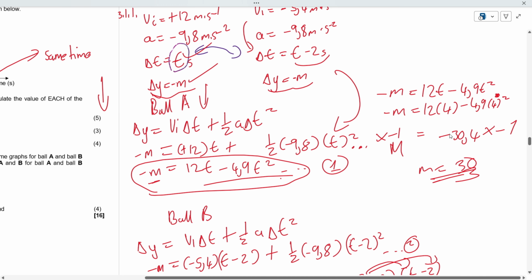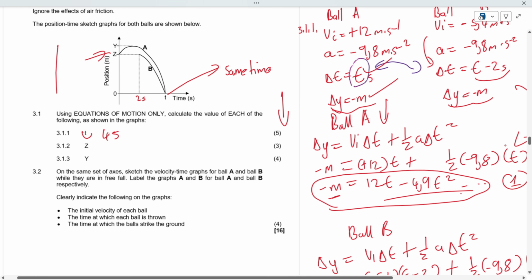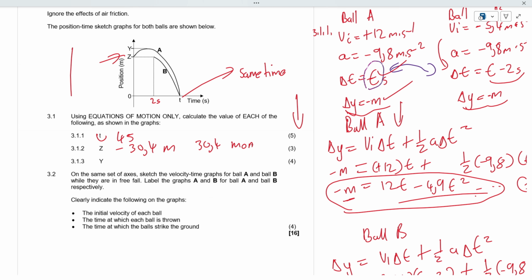So it's 30.4, as I wrote it here. Negative 30.4. Let me come and write here negative 30.4 meters. But negative just means downwards. So it's 30.4 meters downwards, since up is positive. Downwards.